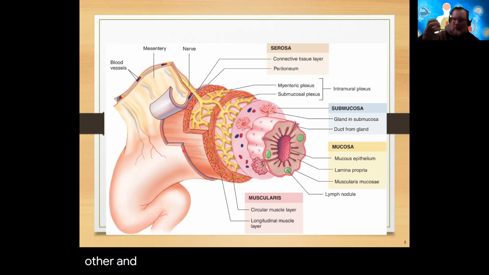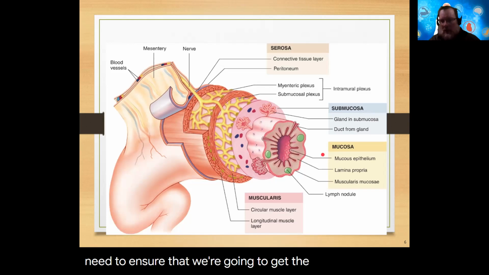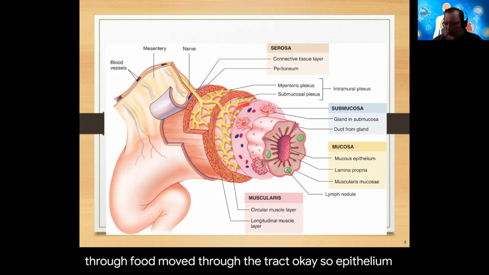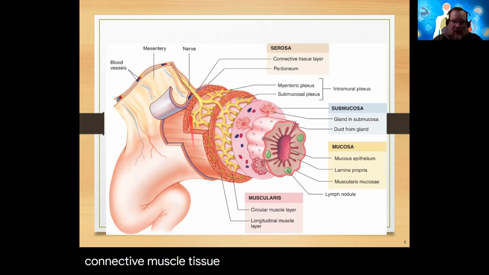And again, that's going to provide the type of movement that we need to ensure that we're going to get the optimum amounts of chyme or bolus, or whatever we're moving through the tract. Okay, so epithelium, connective, muscle tissue. And then finally, we end up with a little bit more connective and more epithelial tissue.